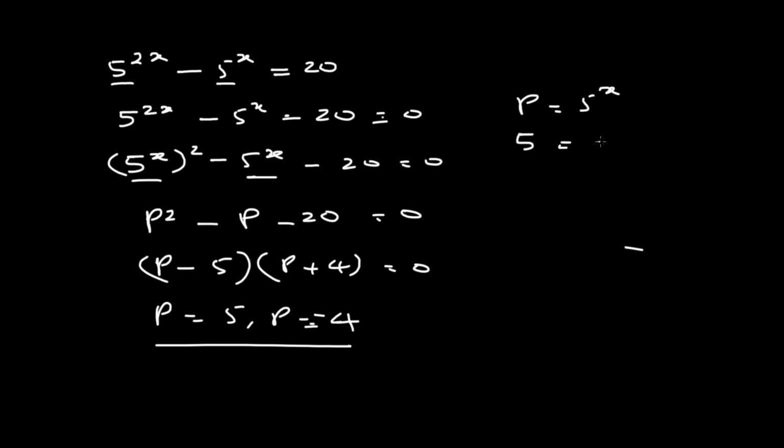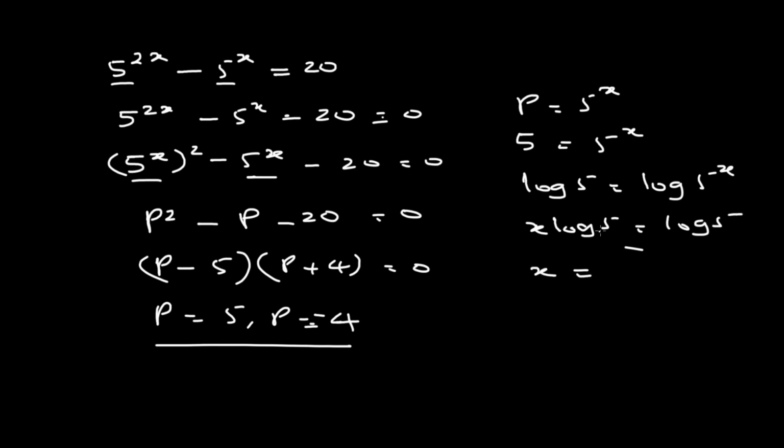Get 5 is equal to 5^x. We can even apply logs. So log 5 is equal to log 5^x, like that. Then this comes down there. So it becomes x log 5 is equal to log 5.